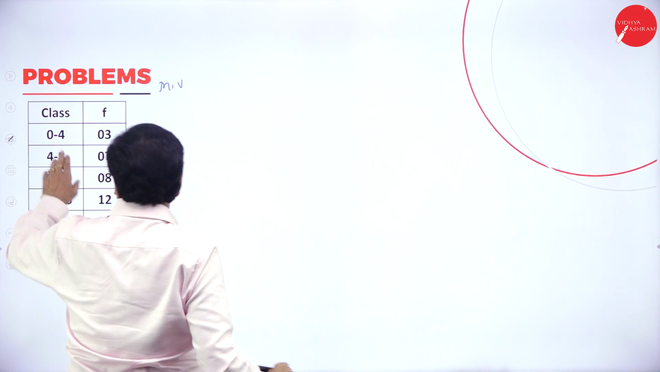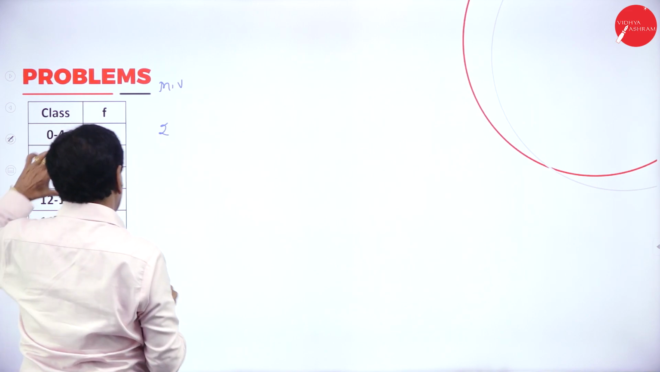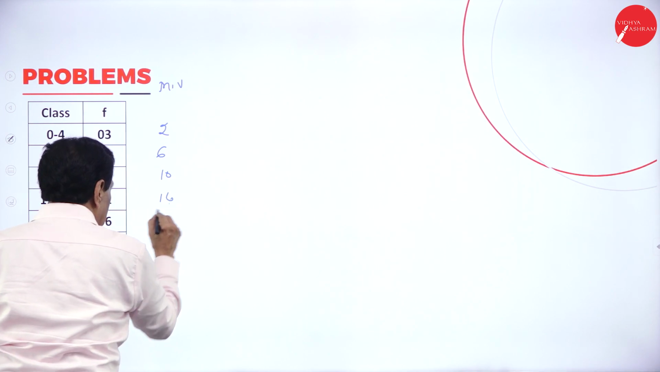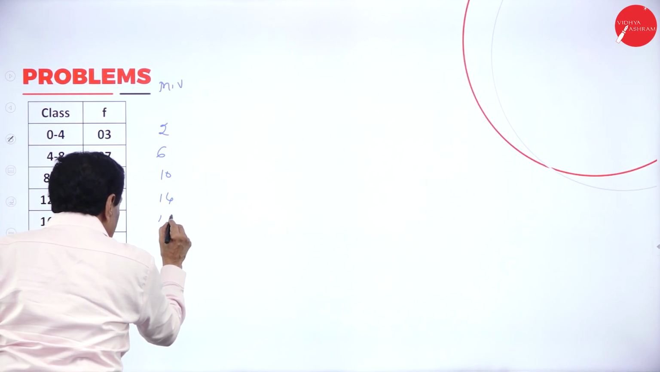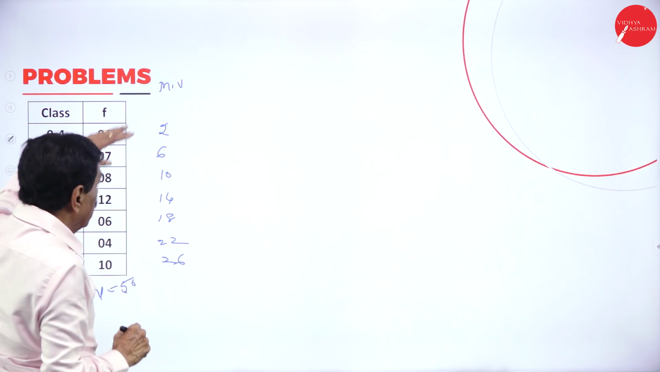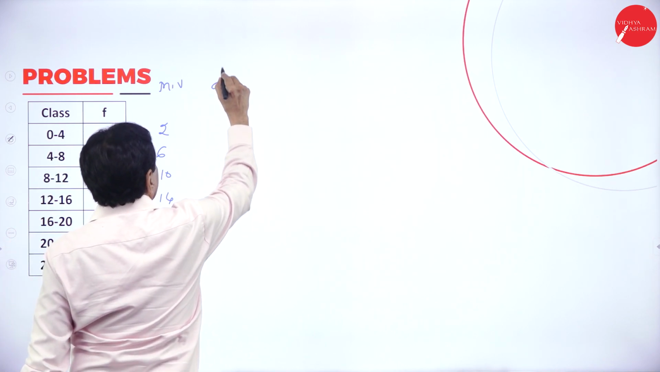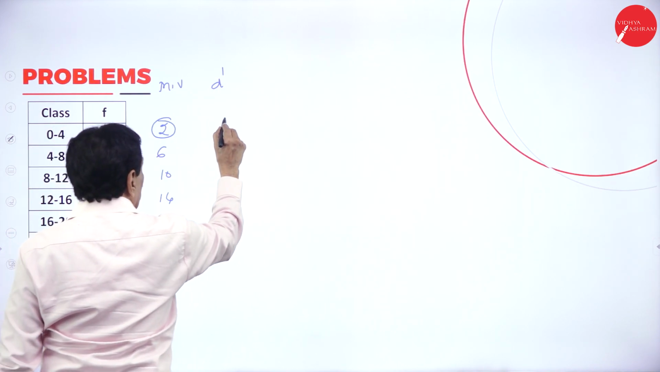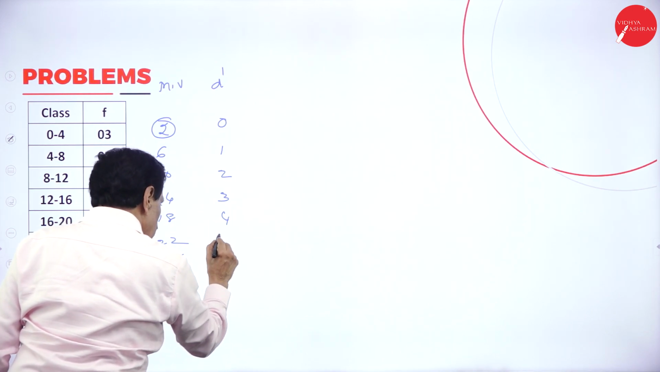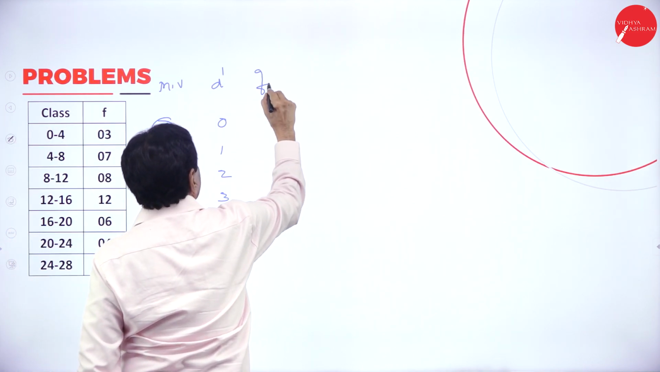Then find out the mid value. Here 0 plus 4 is 4, divided by 2 is 2. Then 6, 10, 14, 18, 22, 26. The difference is 4 each time. Then take the deviation, D dash. Take the first number as 0, then 1, 2, 3, 4, 5, 6. Then multiply by f to get f t dash.